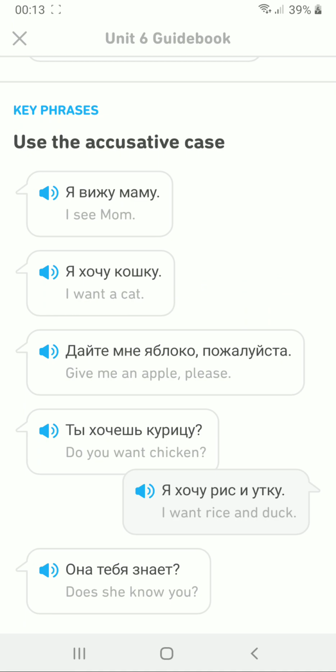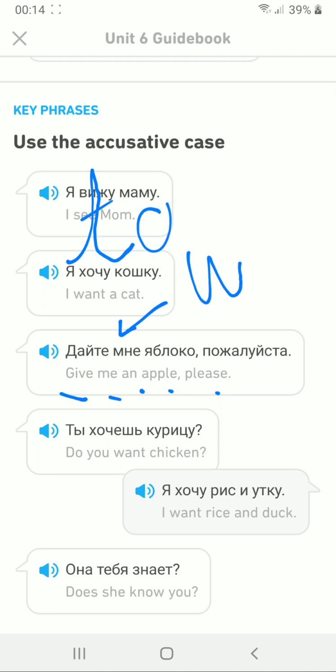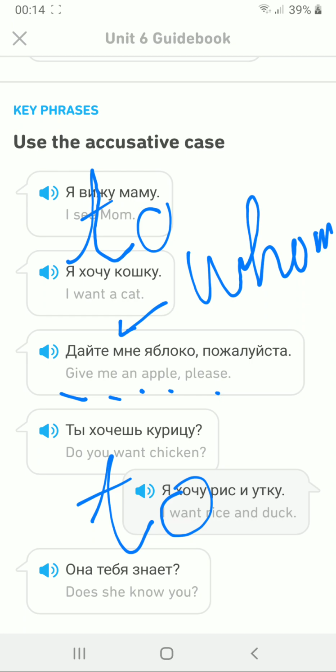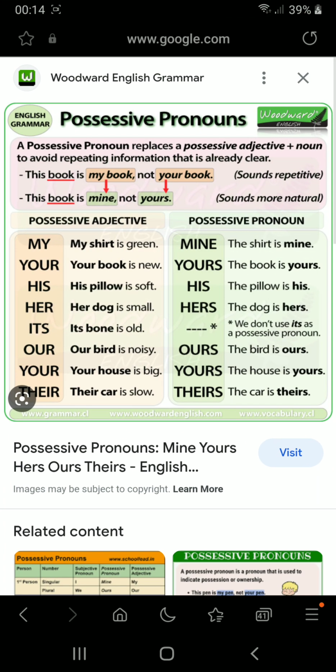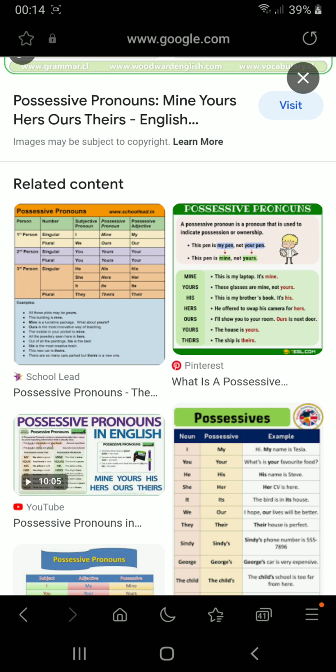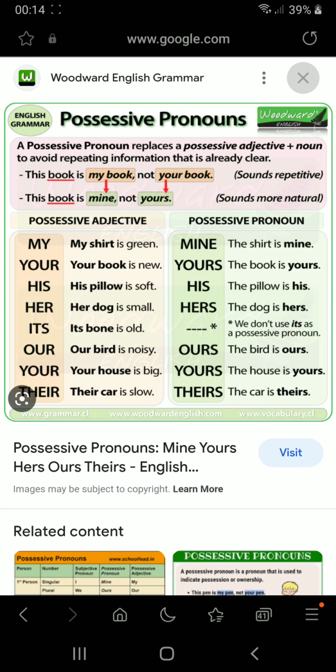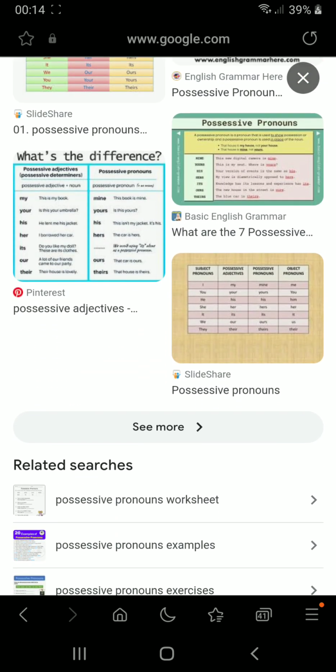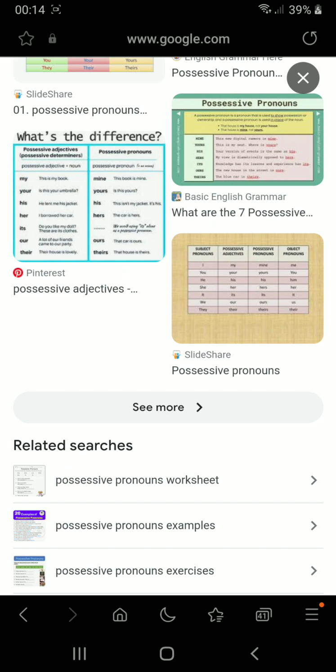Here, what is in genitive? I don't see the genitive, but notice that for the first time, give me an apple. It's not just give, you know. To whom? The question to ask is, to whom? To me. So if we look at the English grammar, so that we can understand this. Oh, here it is. Perfect.